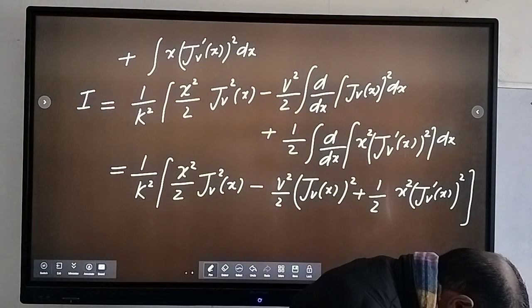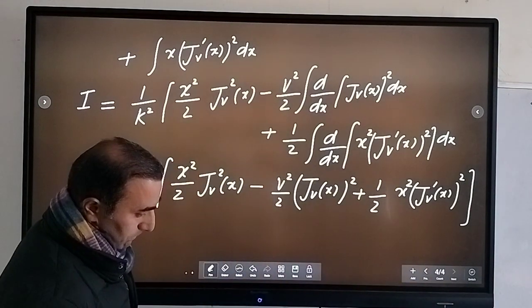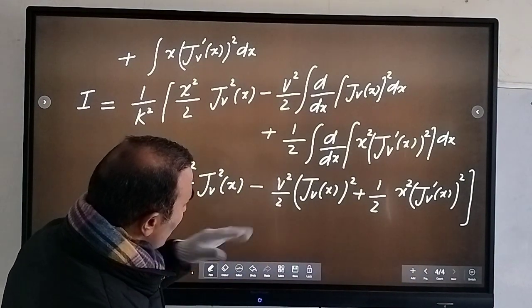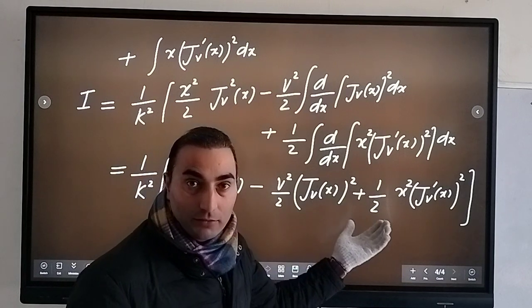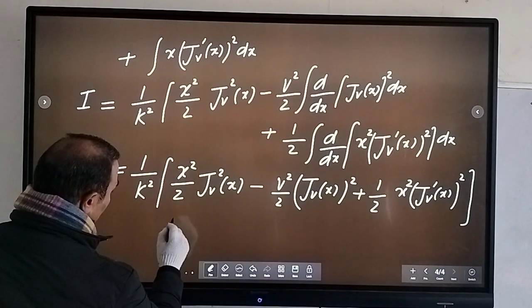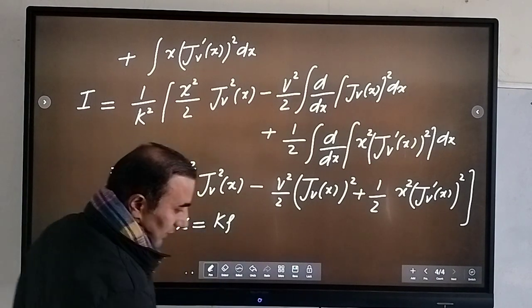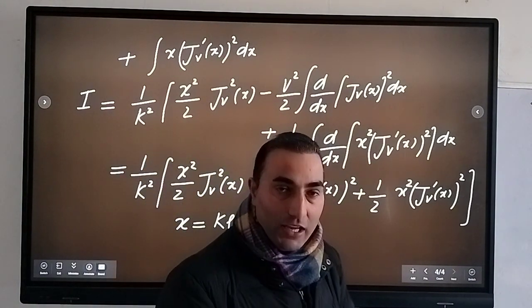Now, or we can rewrite this as, okay. Now you can do one thing. Now you can reverse these values because we already made one substitution that x is equal to k rho, because in this case our k equal to rho, right?